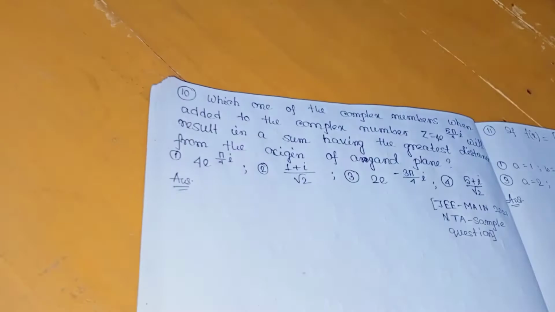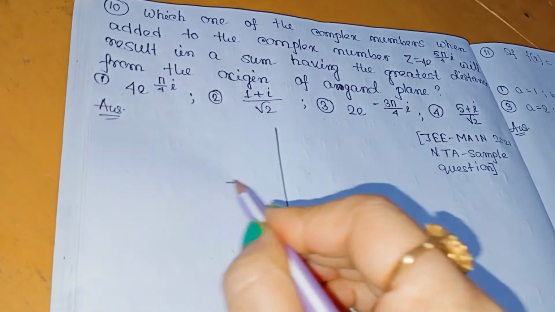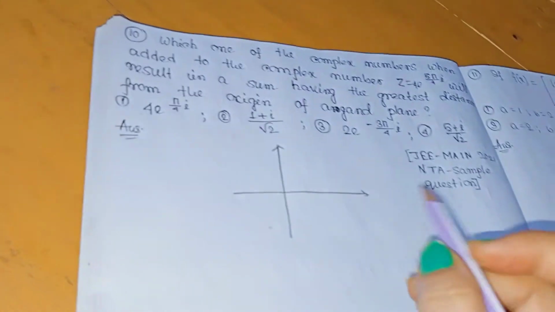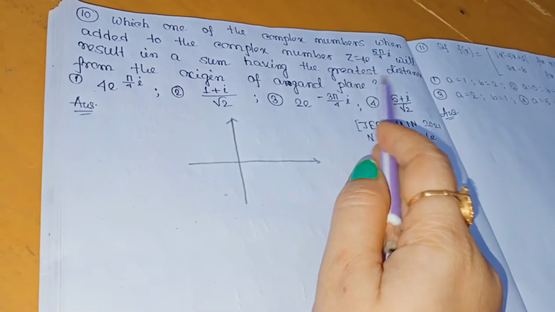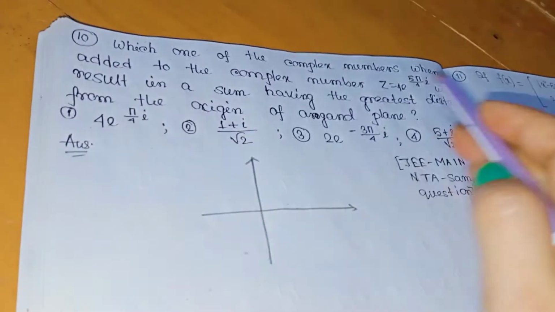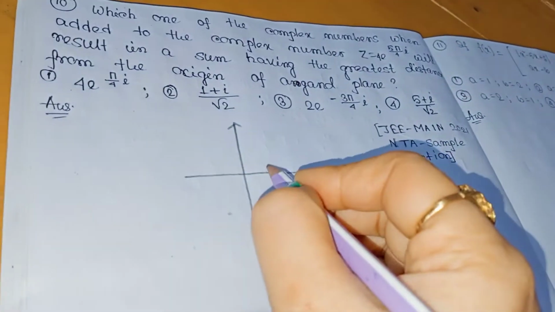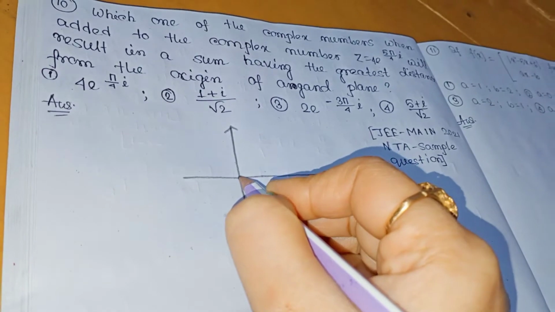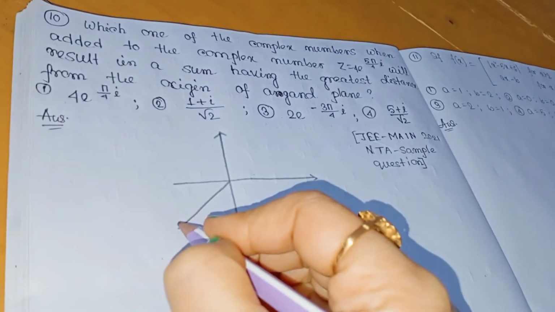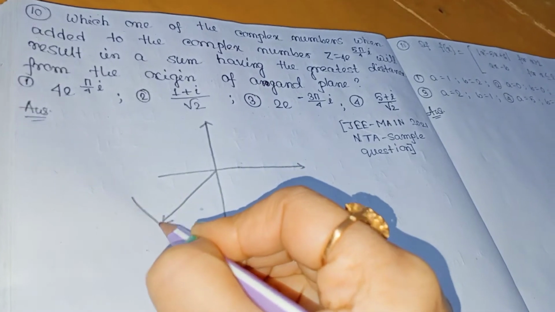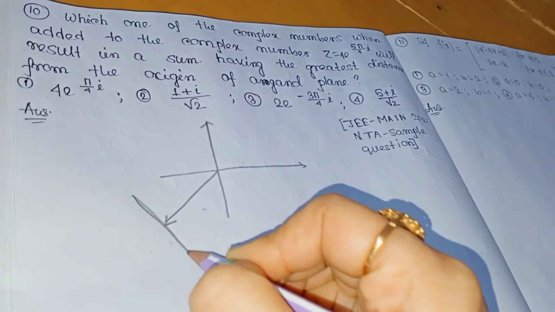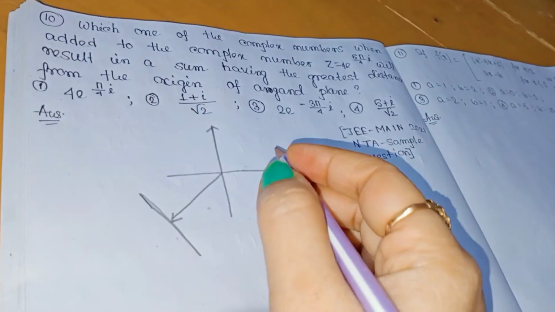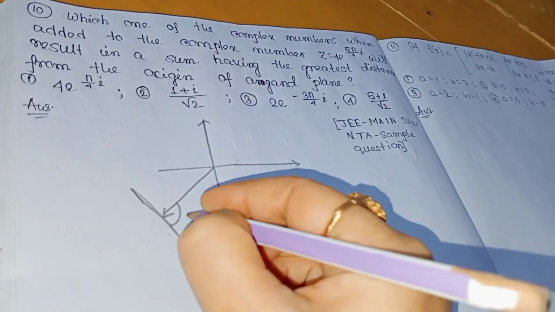So at first let's draw the axis. This is our x and y axis, and we should calculate which complex number will result in the sum having the greatest distance from the origin of Argand plane. This is the plane, Argand plane. Here is the plane and the perpendicular line is this. So this angle is pi by 4.